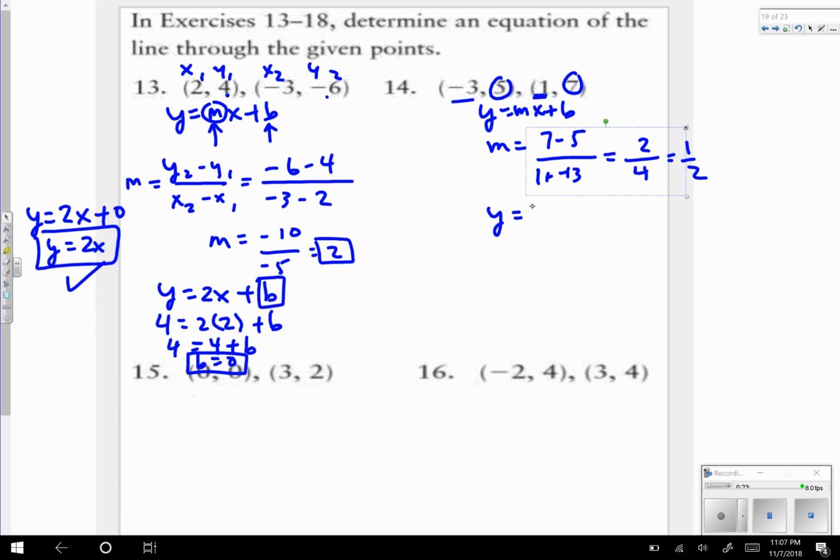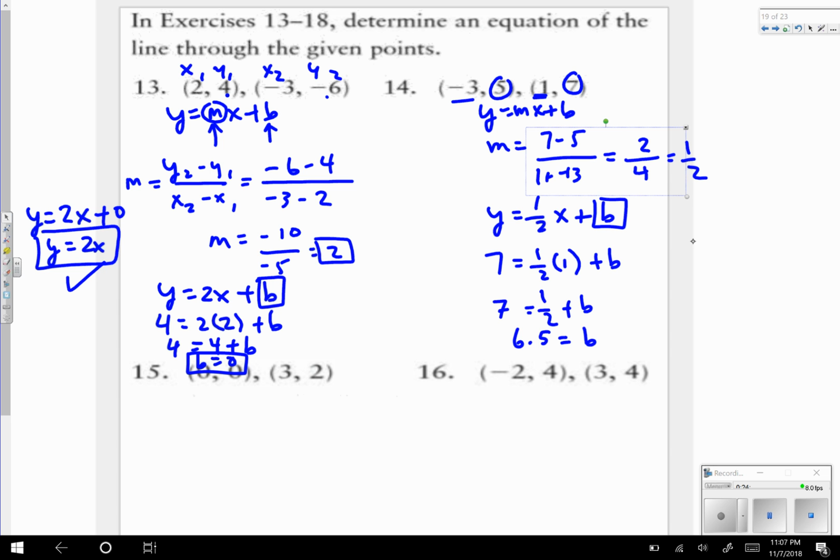So we have y is equal to 1/2 x plus b. We want to find out what our b is. So again, take one of the points. 1, 7 looks pleasing, so I'm going to take 7 because that's our x, that's our y. Half of 1 plus b, and then I want to evaluate. So 1/2 times 1 is 1/2 plus b is equal to 7. Subtract a half from both sides, and I get 6.5 is equal to b.